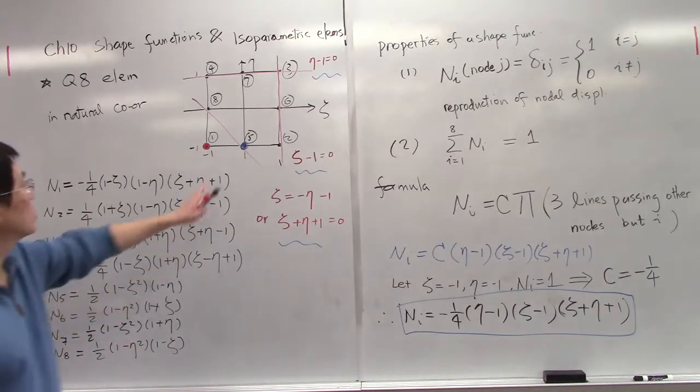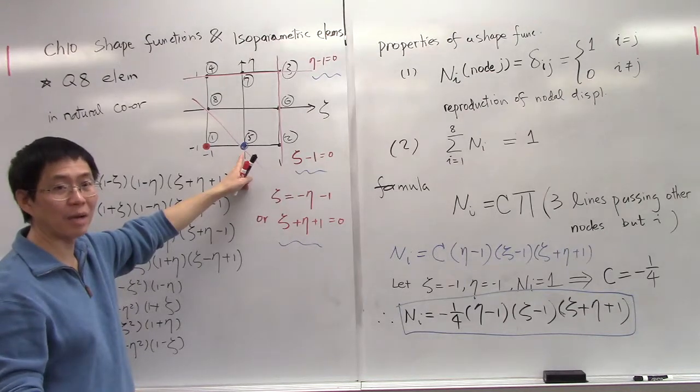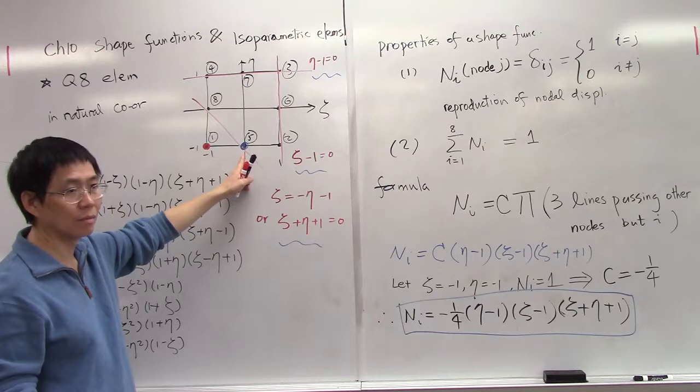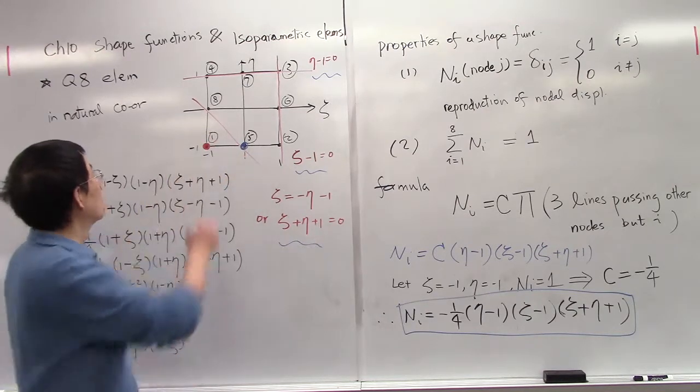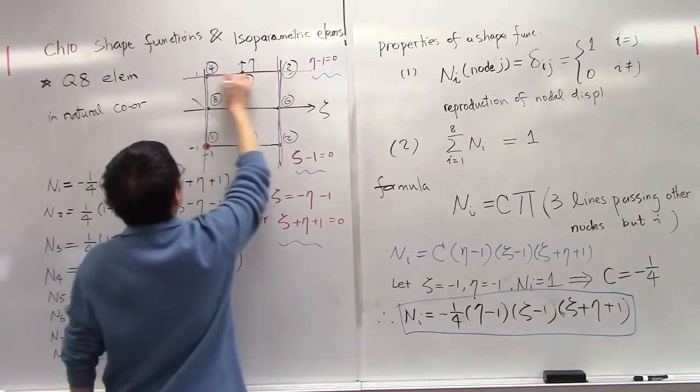For the blue node, now we also need to draw 3 lines that pass our other nodes, but this one. How do you draw it? One on the left, one on the right, one at the top. If we draw this one here, and that one there.